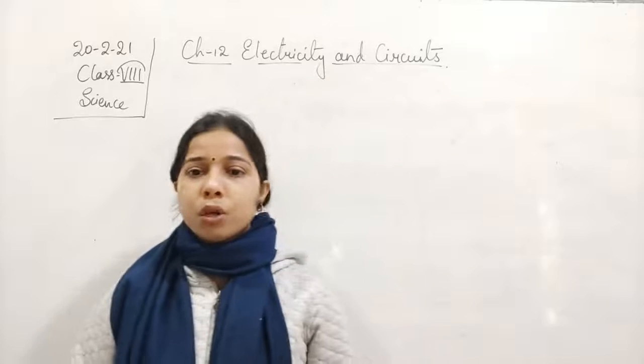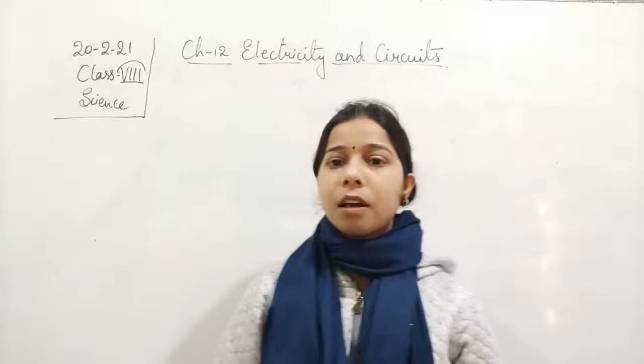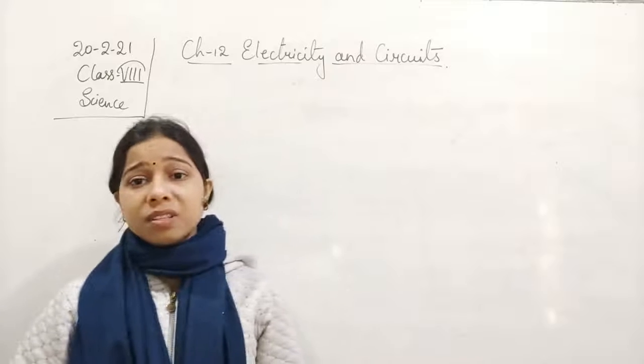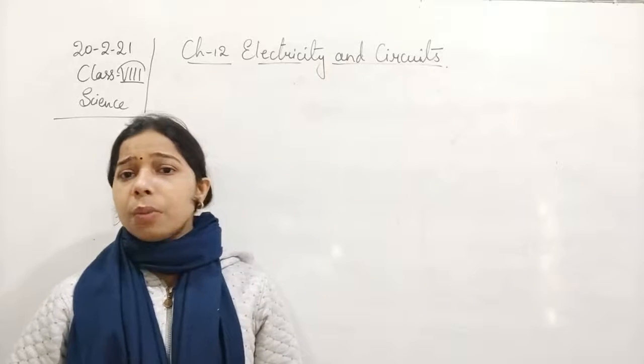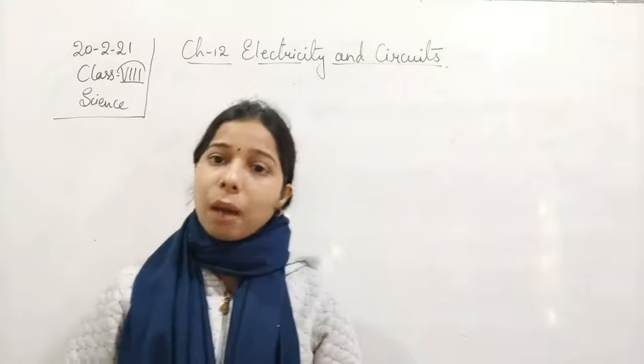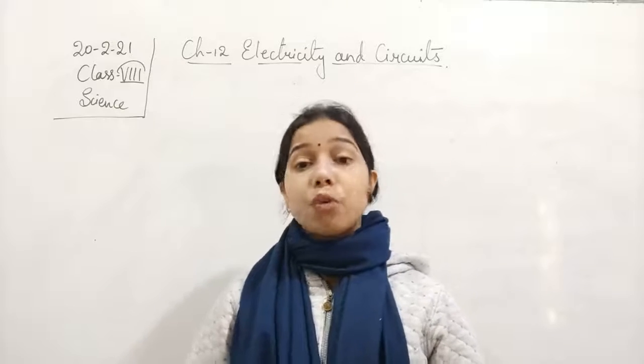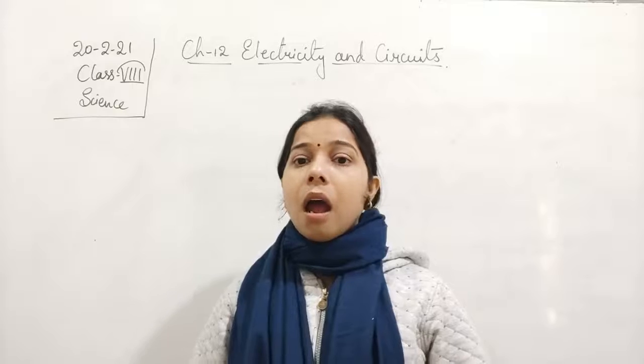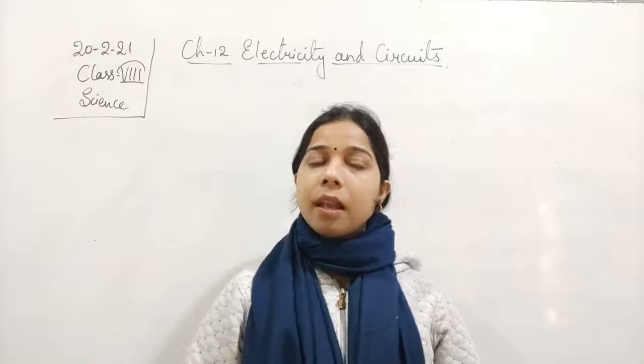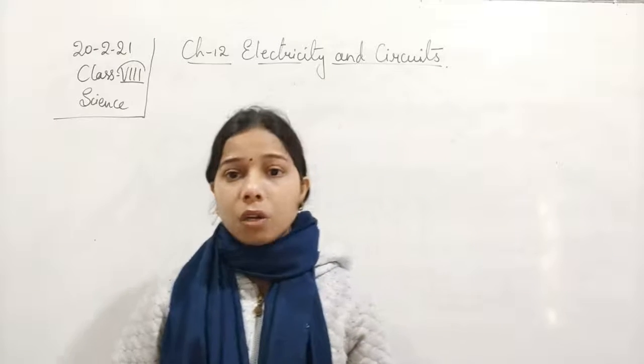Hello students. In the previous class, in the chapter on electricity and circuits, we already understood about electricity. We understood what an electric cell is, how we connect the electric cell, and what a torch bulb is.